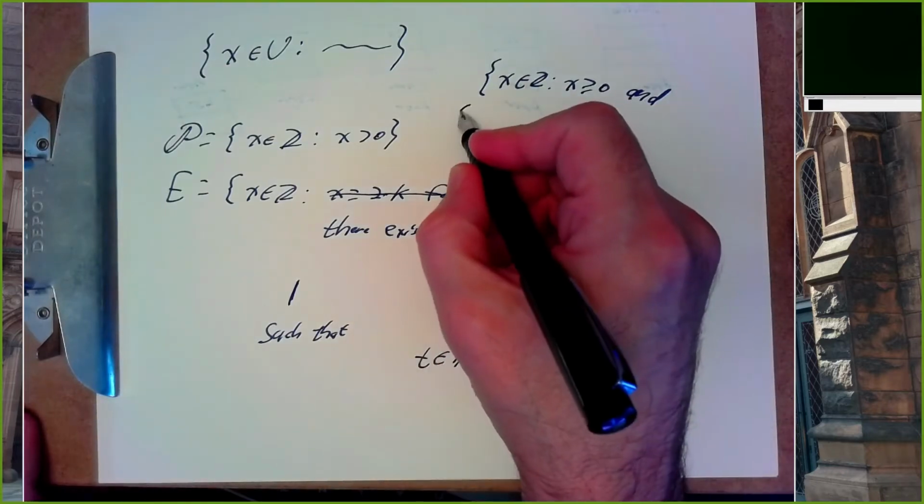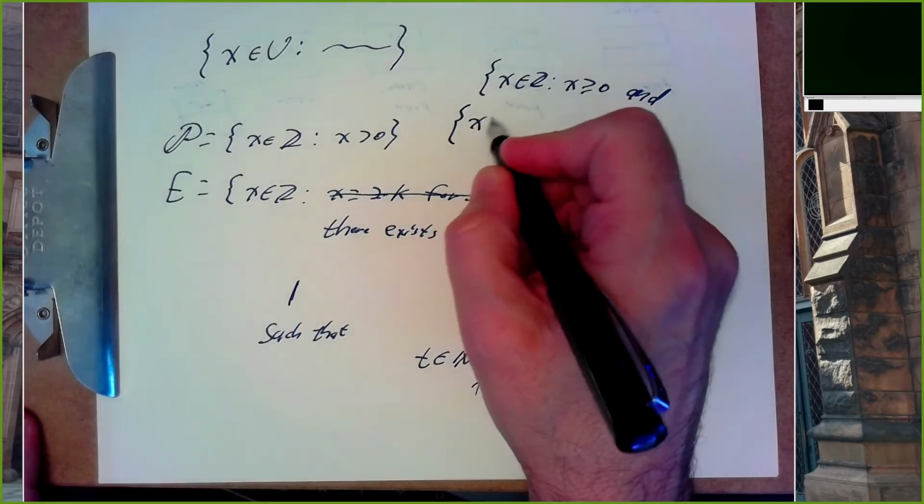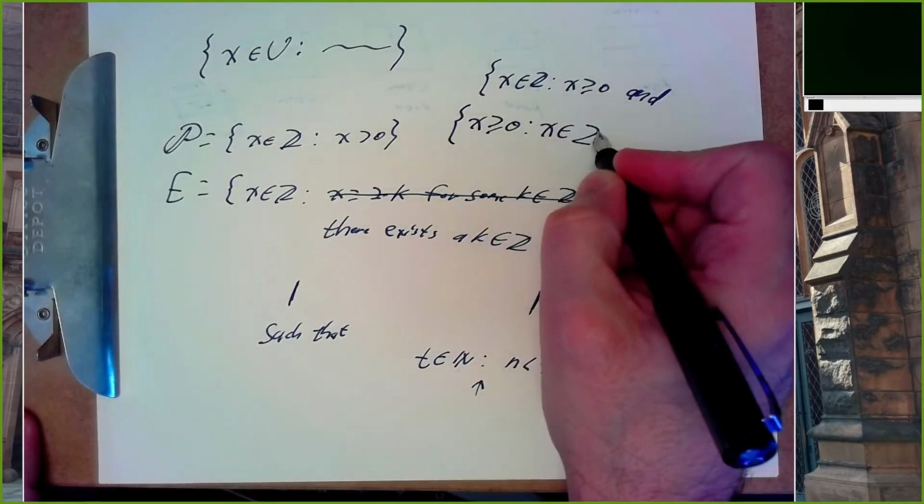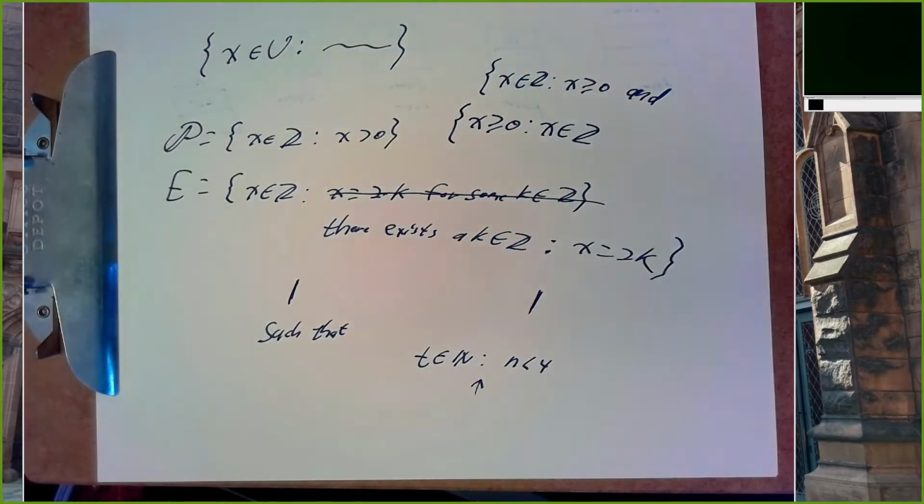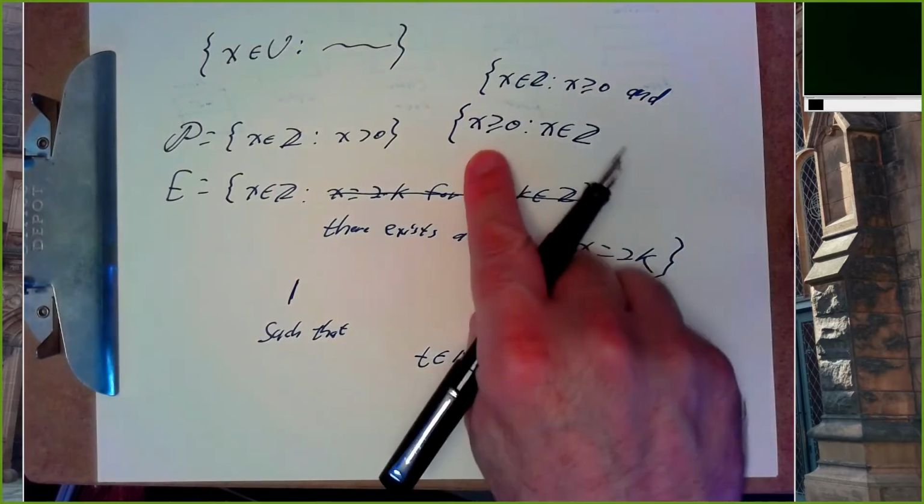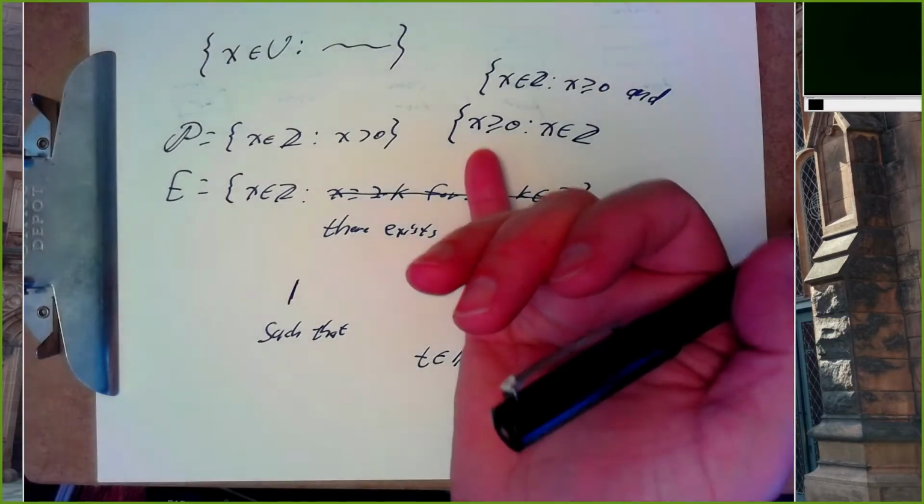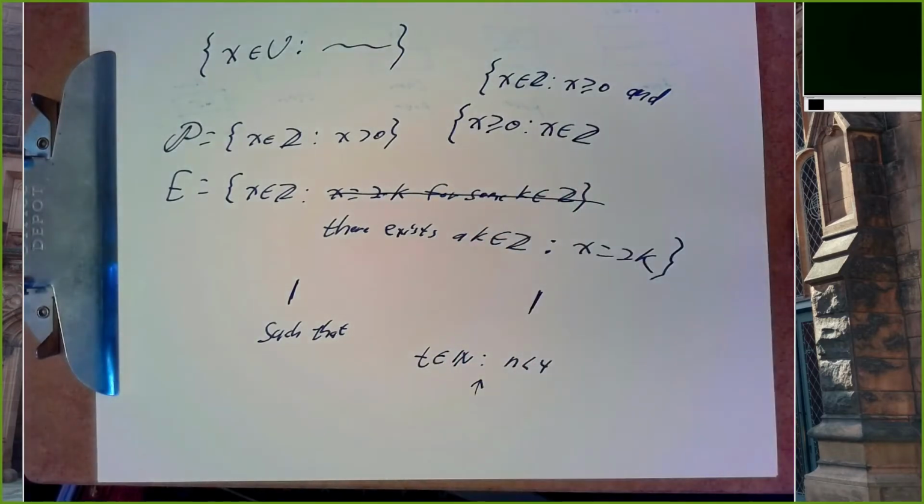You might also see this sometimes, the set of all x bigger than or equal to 0 such that x is an integer. That kind of means the same thing, right? Except that we don't really know what x's we're talking about, but when we see something greater than 0, we're usually thinking it's a number, right? So this would be the set of all numbers that are positive and are also integers. And that would be the set of positive integers.